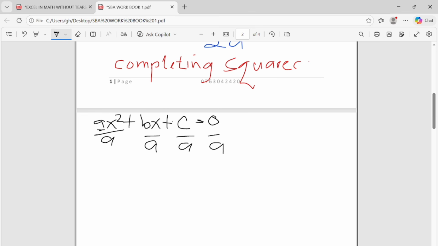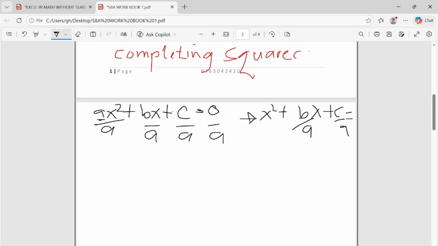So when you divide all through by a, you come up with a nice expression: x squared plus b over a x plus c over a is equal to 0. So now you've managed to make the coefficient of x squared to be 1. This is the nice expression you have come up with.